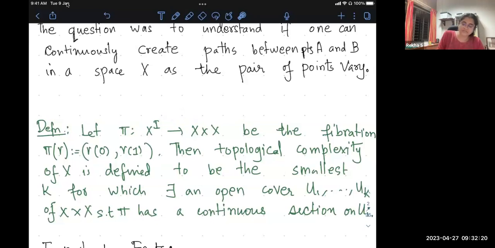Except it turns out that such a thing will only happen when X is contractible. So obviously you want to be able to do this for more spaces. So the topological complexity of X is therefore defined to be the smallest K that one can find, such that you can find an open cover U1, U2 up to UK of X cross X, such that on each of these open sets, there is a continuous section to this map pi. Okay.